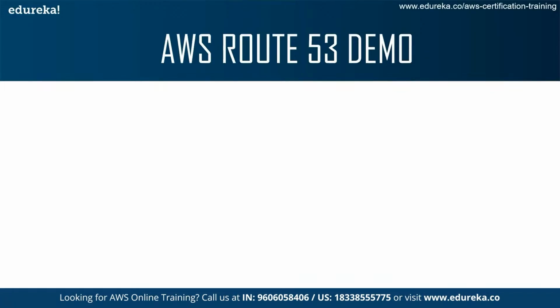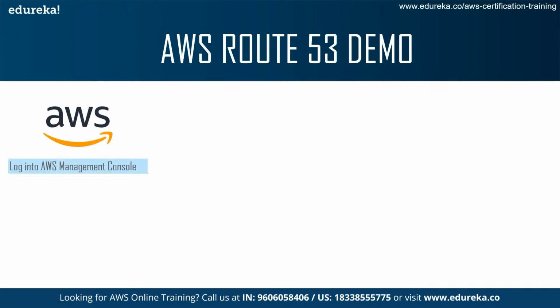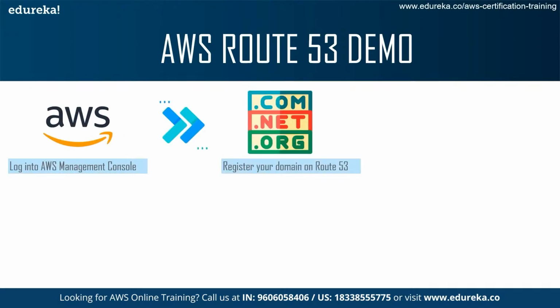So what we learned from the demo is how does Route 53 work? You can first log into the management console, then you can register your domain on Route 53. Now we talked about registering our domain where we can either register for .com, .net, .org, .in, or register your free domain and then integrate it with AWS Route 53.